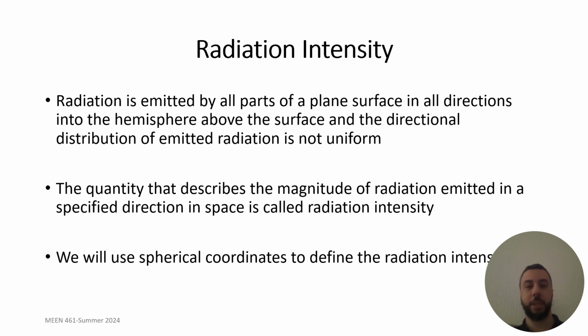So the last thing that we want to go over is radiation intensity. Radiation is emitted by all parts of a plane surface in all directions into the hemisphere above the surface, and the directional distribution of emitted radiation is not uniform. The quantity that describes the magnitude of radiation emitted in a specified direction in space is called radiation intensity, and we're going to use spherical coordinates to define the radiation intensity.